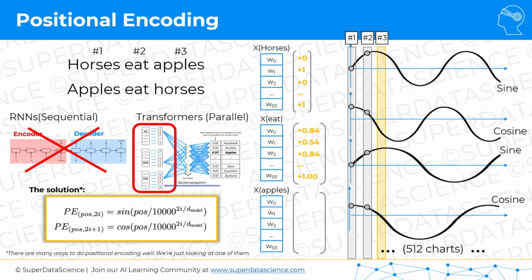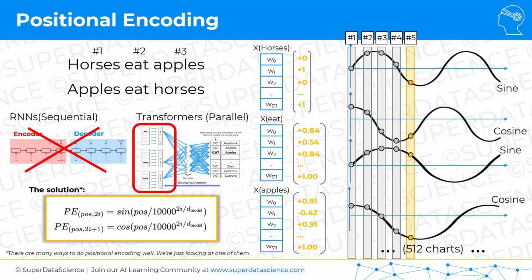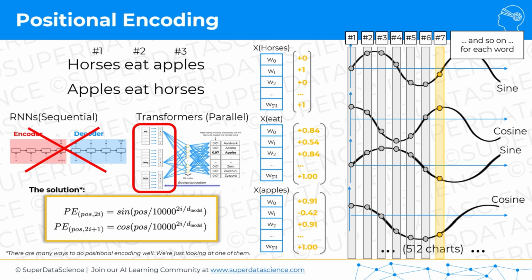Position number 3 is encoded with these intercepts. Position number 4, position number 5, 6, 7, and so on for each word. So if you have 17 words, 17 times. If you have 1,000 words, a whole paragraph, then 1,000 times. And as we can see, basically what we're doing is expressing the position of a word. So for example, for word number 3, we're expressing this position through this set of numbers.